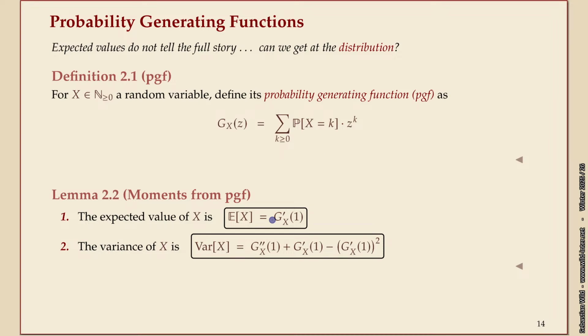That part is very easy to prove. We look at, first of all, the expected value of x. By definition it is just this sum over all possible values k, the probability that x attains this value times k, right? That's the expected value as you've defined it for discrete random variables. Now, let's also compute what this derivative is. And let me first leave z symbolic.